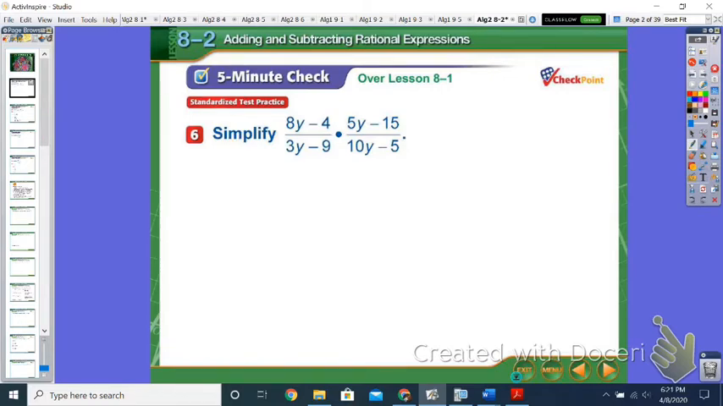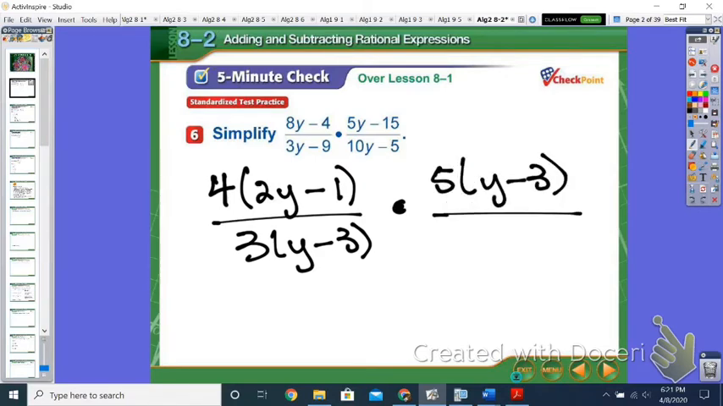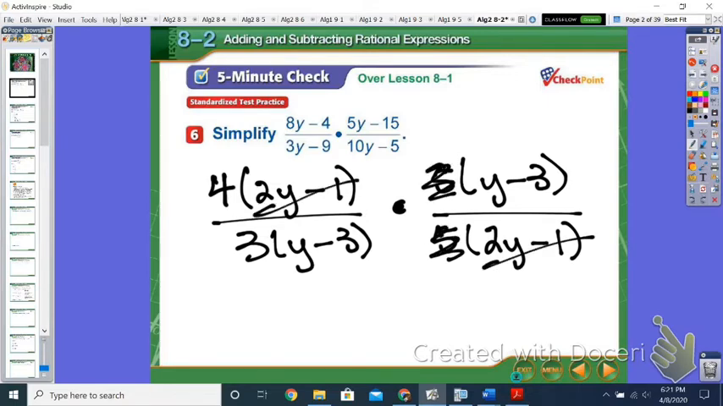All right, I won't take too long talking through this, but first thing I would do is take out some GCFs. All right, I can do that, and I can do that, and I can do that, and that. So let's see. 5 and 5 are gone. 2y minus 1, 2y minus 1 are gone. Y minus 3, y minus 3 are gone. Looks like 4/3.